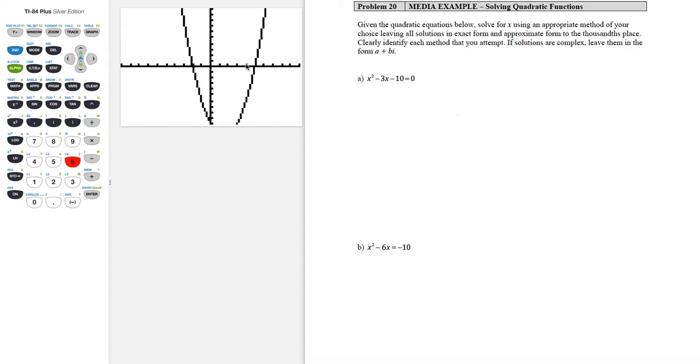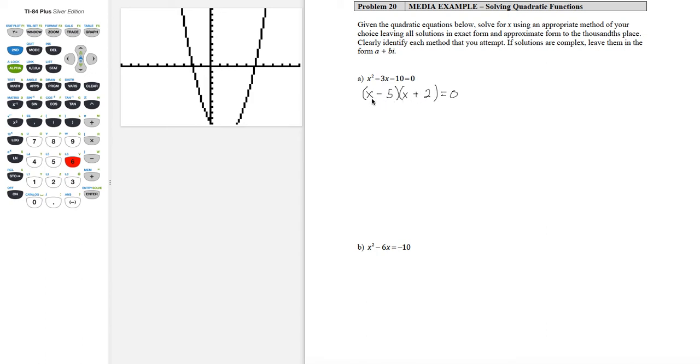It looks like it's passing through 5 and -2 on the x-axis. So those are very nice numbers. I'm going to take a chance that I'm going to be able to factor here. If I can factor, that's the fastest and easiest way to solve a quadratic. So I'm going to start with x and x. For -10, I have to have opposite signs. I see that I have -3, which means I want a -5 and a +2.